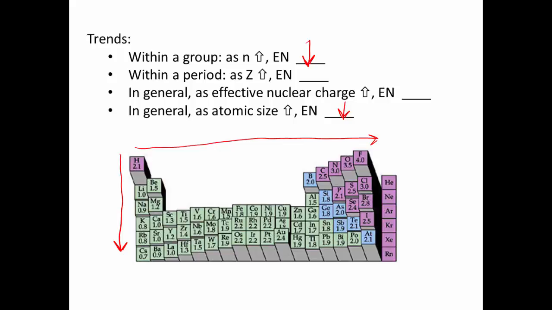What this charge does is it draws in those valence electrons because the valence electrons feel an increasing positive charge. So across the period, as our Z, our atomic number, goes up, our electronegativity goes up because of that increase in effective nuclear charge. So electronegativity really is a measure of how the nucleus draws those valence electrons closer to an atom.